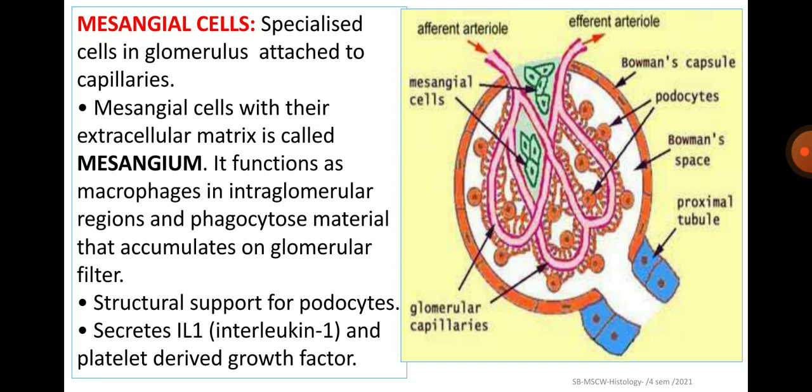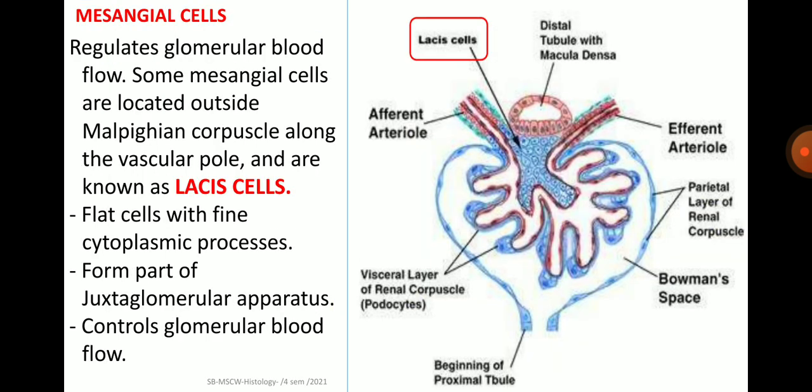The rest of it shows the presence of the afferent arteriole, efferent arteriole, Bowman's capsule, podocytes are seen clearly, then the proximal tubule region. There are also glomerular capillaries as mentioned in this particular slide, which are enclosed within the Bowman's capsule. The mesangial cells actually regulate glomerular blood flow.